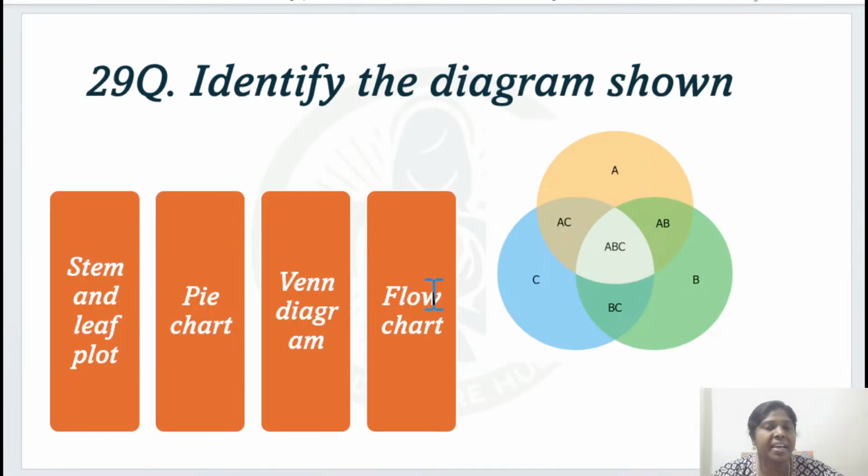Okay. Now, identify the diagram shown here. Here you can see this diagram, whether it is a stem and leaf plot, or a pie chart, or a Venn diagram, or a flow chart. So, here we have the 29th question, sorry, the 29th question. A, B, C or D. Tell me, which is the correct answer here?